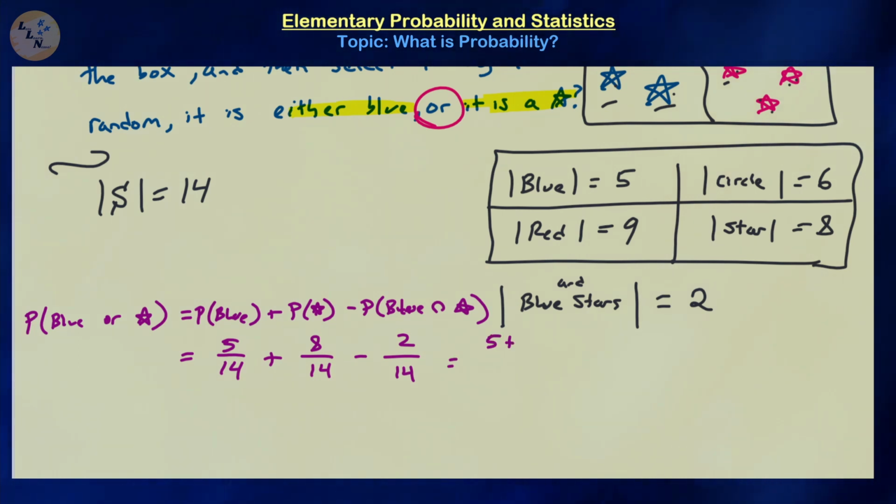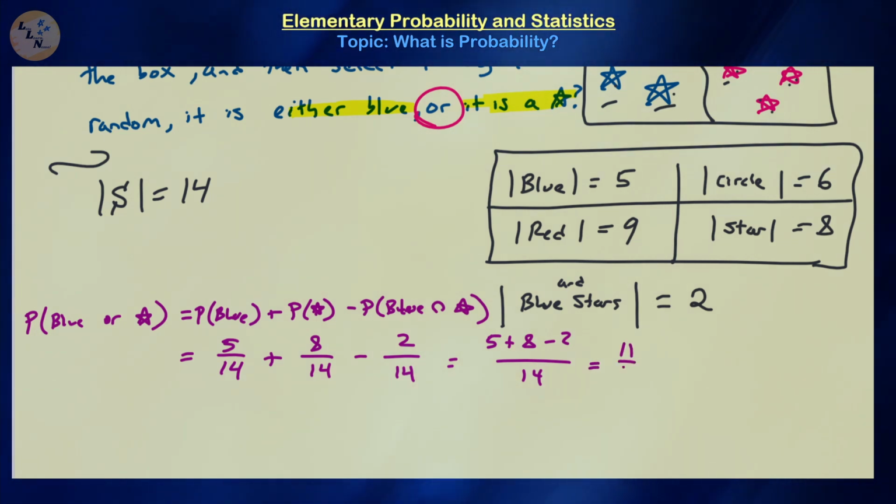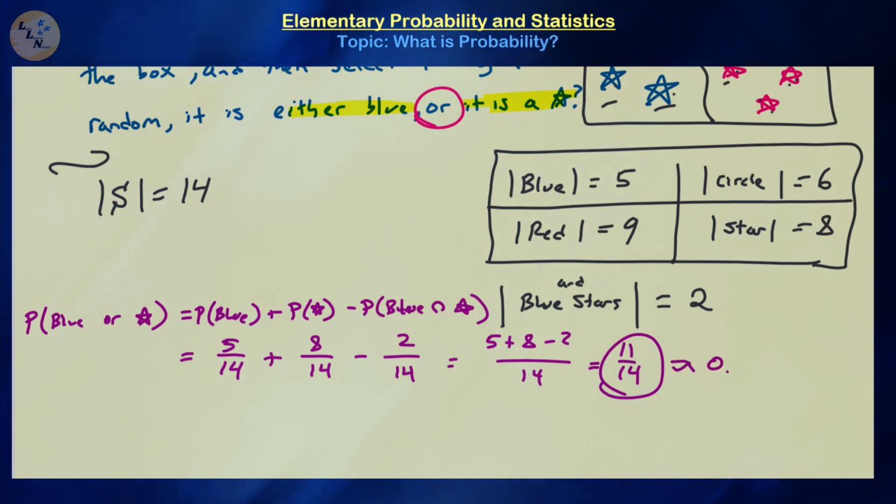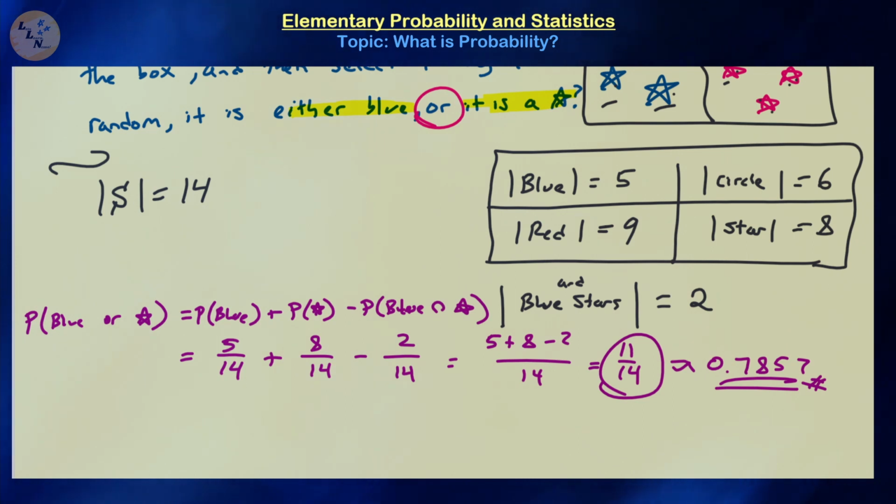So this is going to be equal to 5 plus 8 minus 2 all over 14. 5 minus 2 is 3, 3 plus 8 is 11, so we have 11 over 14 as our fraction, which is approximately equal to 0.7857. So if your parent or guardian is giving you a box of toys and you're happy if you select either a blue or a star, if you were to conduct this experiment infinitely many times, you would be happy approximately 79% of the time, if this was the only thing that made you happy, of course.